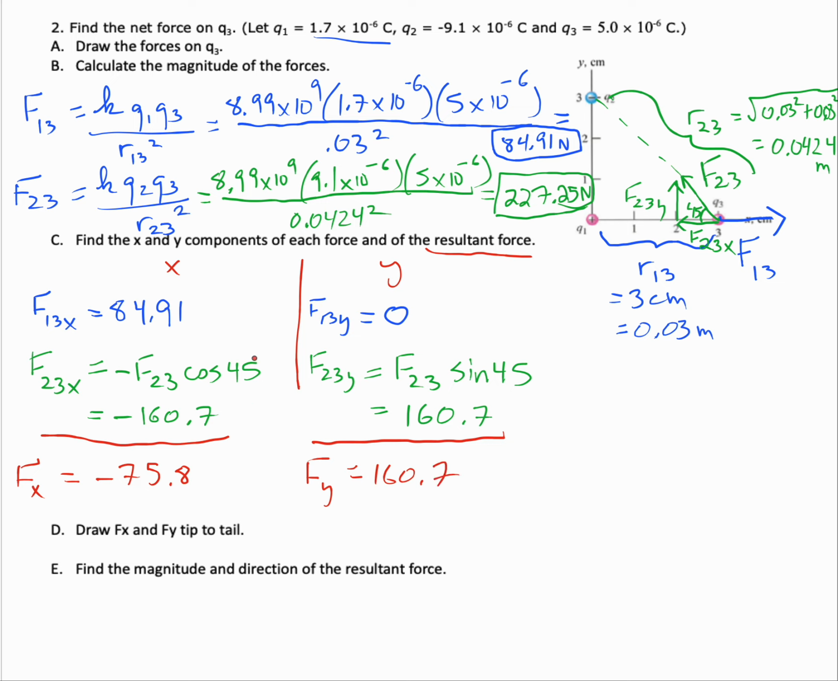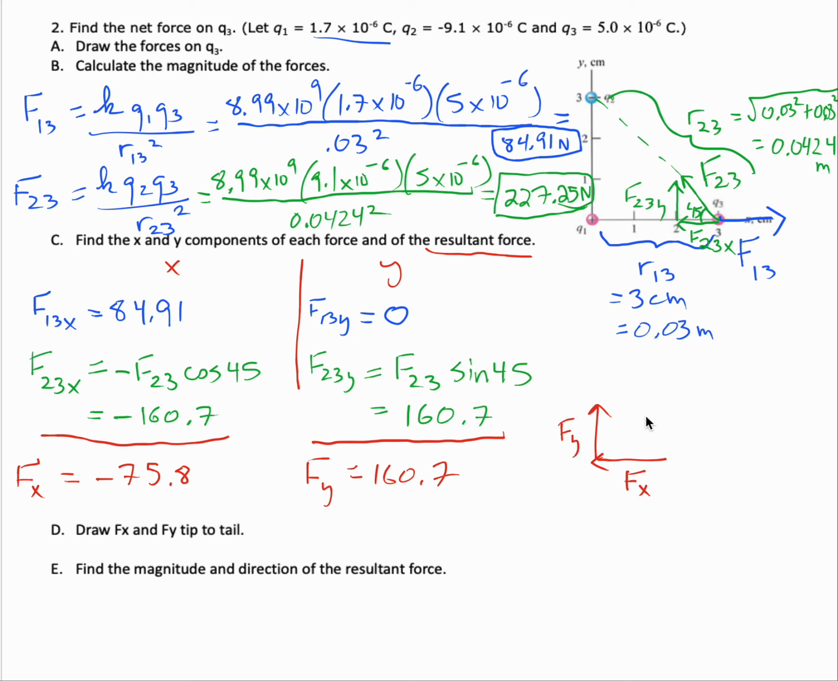So now what we do is we're going to draw Fx and Fy tip to tail. We always start by drawing Fx. So it's pointing to the left. We don't have to draw it to scale, but we're going to draw it pointing to the left. Then at the tip, we're going to draw Fy, which is positive, so it's going to be going up here. And I'm just changing my labeling here so that it's not in the way of the triangle.